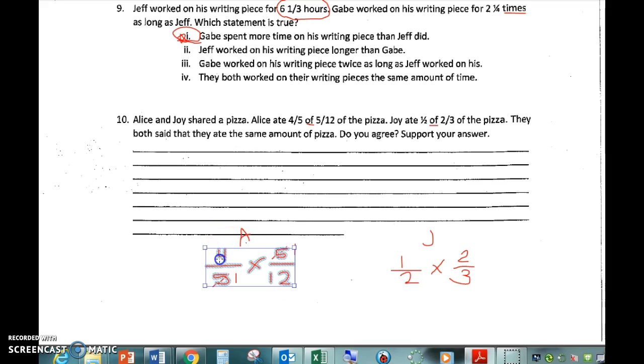So if I did that ahead of time, I would get that divided by 4 and that divided by 4. This would become a 1. So 1 over 1 is basically just the number 1. And then 12 divided by 4 would have been 3. So I multiply across, and I will get 1/3 for Alice's share of the whole pizza that she ate. She ate 4/5 of 5/12. What was her name? Joy.